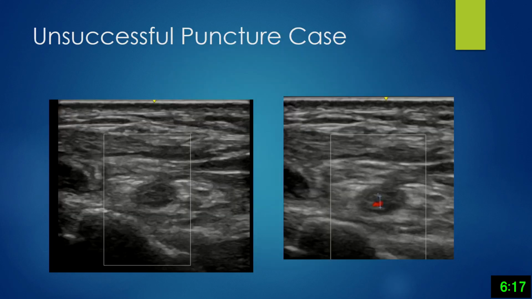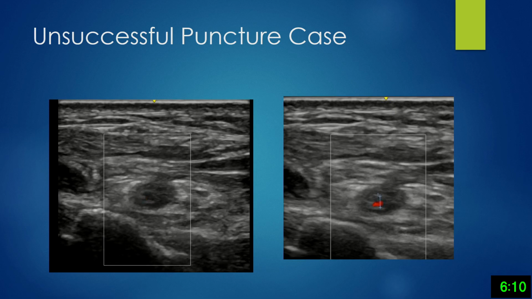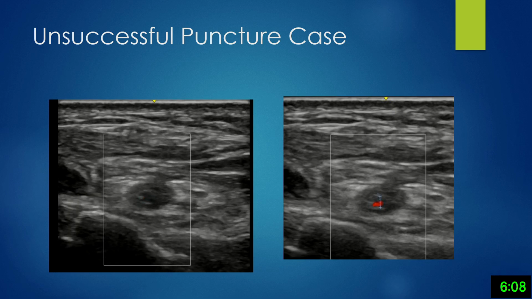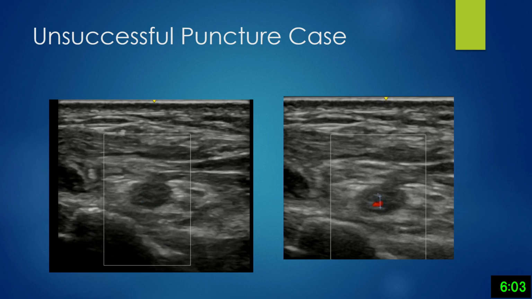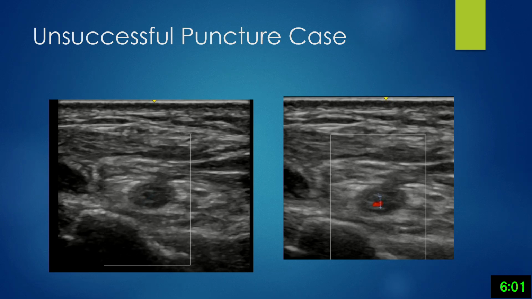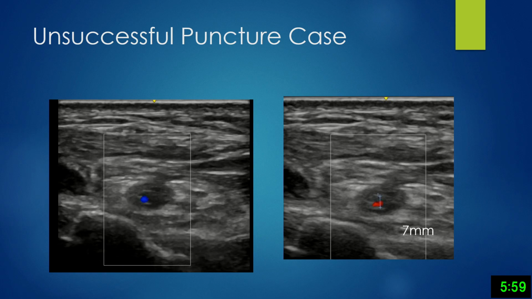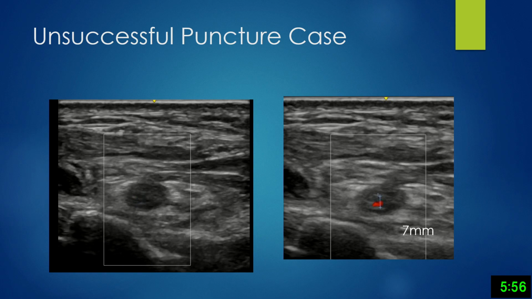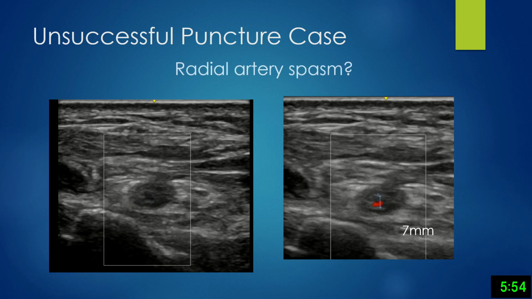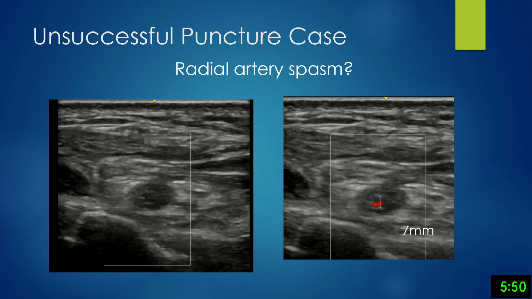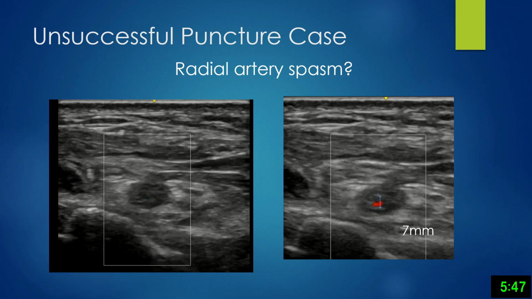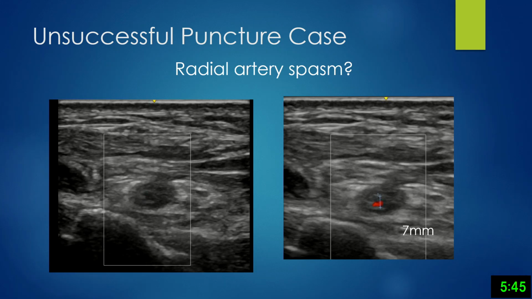And next, I present an unsuccessful puncture case. After local anesthesia, this image is before puncture. As you can see, the lumen was narrow, 7 millimeter. We suspected radial artery spasm and switched to the conventional radial approach.